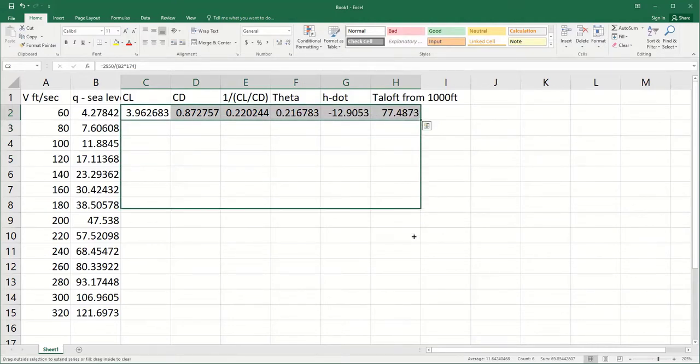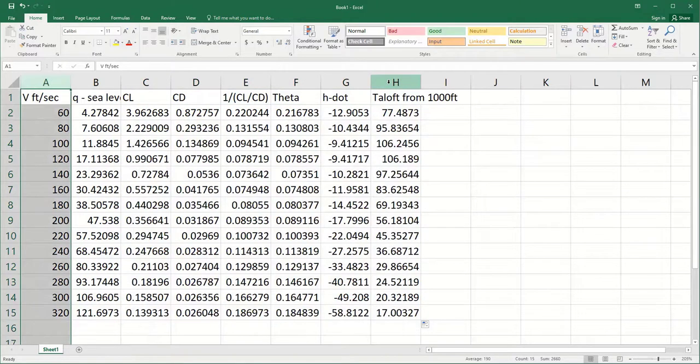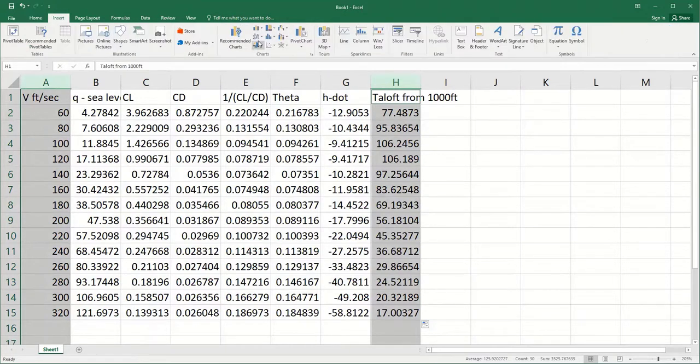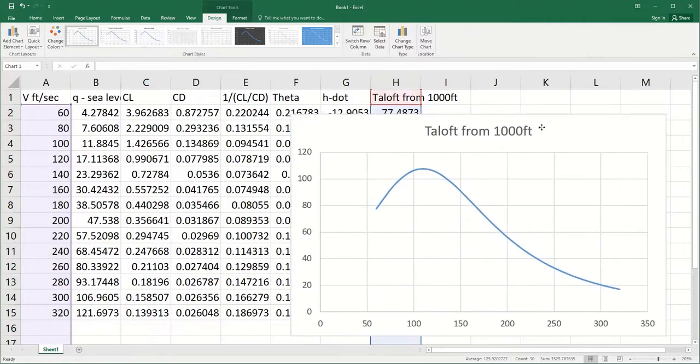Okay, so let's drag this down so that we know the value at each different velocity. And then let's plot time aloft versus velocity. So we look at that and we see, well, here's maximum time aloft right here. And we look down here and we can see the velocity that we would want to fly at to stay in the air the longest.